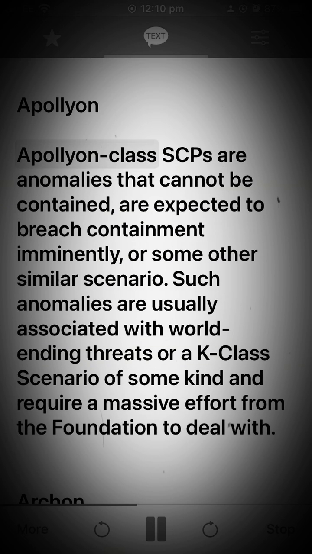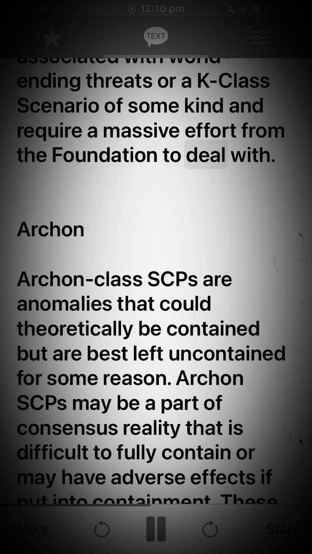Apollyon. Apollyon class SCPs are anomalies that cannot be contained, are expected to breach containment imminently, or some other similar scenario. Such anomalies are usually associated with world-ending threats or a K-class scenario of some kind and require a massive effort from the Foundation to deal with.